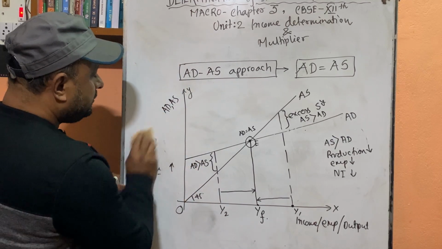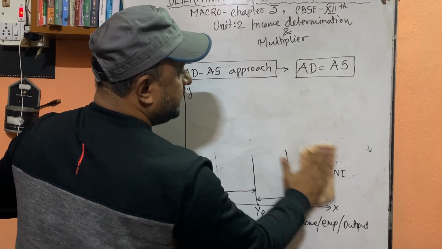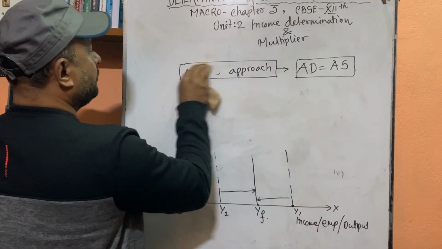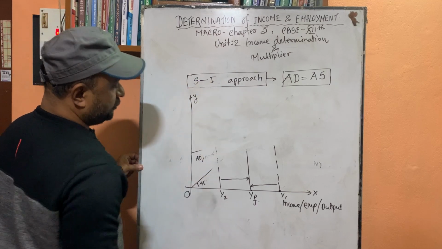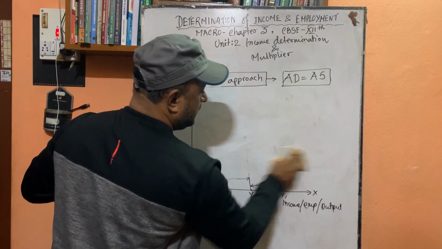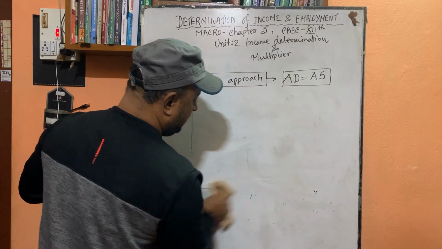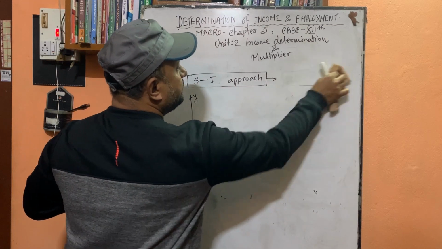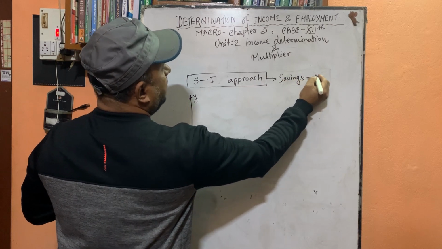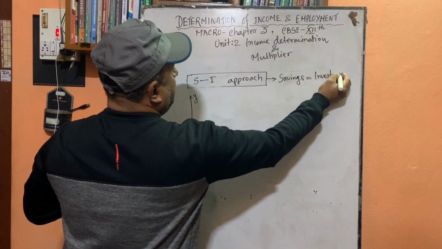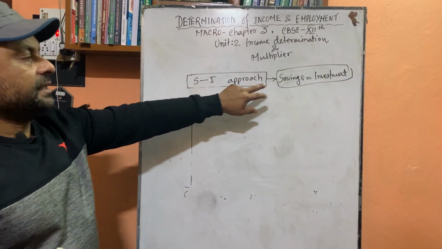Now, the saving investment approach. This was the AD-AS approach. Now, the saving investment approach, the SI approach. SI means saving investment. Here also it is the same thing. The economy reaches equilibrium at that level where the country's savings and investment are equal.